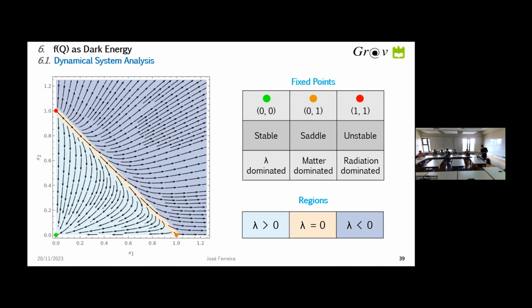As for the region in dark blue, it corresponds to the case where lambda is smaller than 0. All trajectories diverge toward infinity, meaning that our universe will eventually go to a collapse epoch.